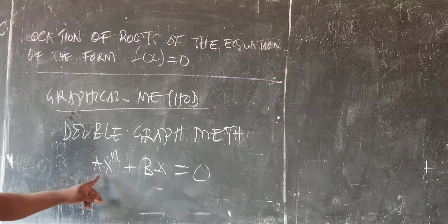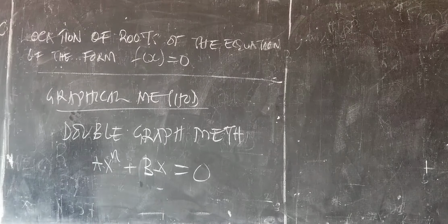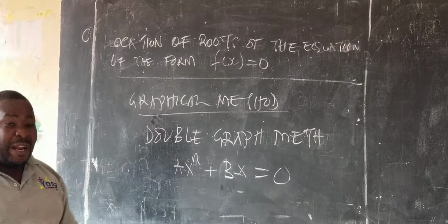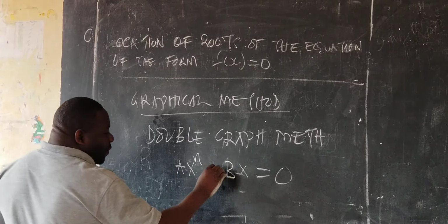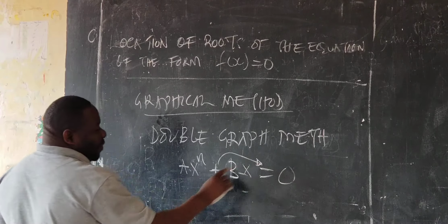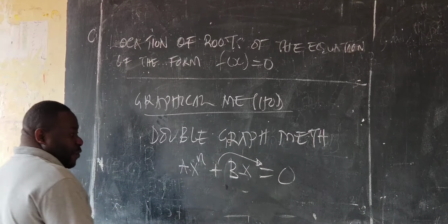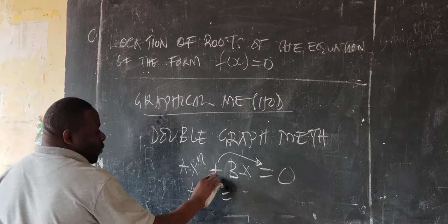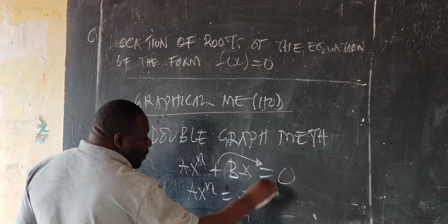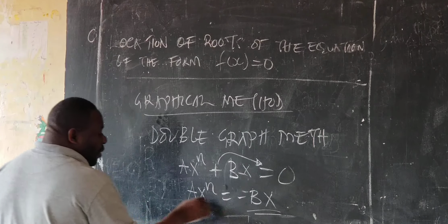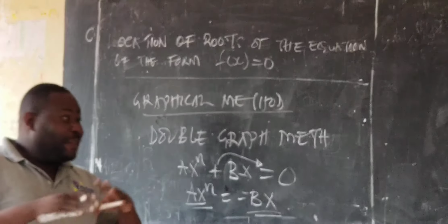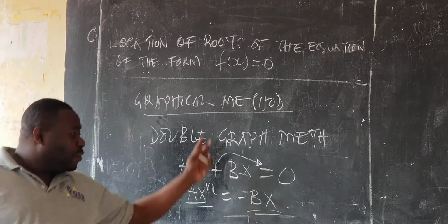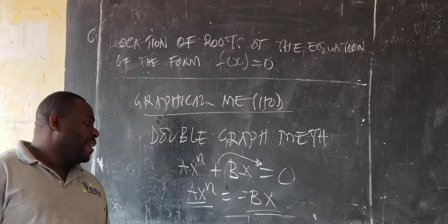So if this is your equation, and you want to use the double graph method, what we do is split this equation into two. And how do you do it? We move one of the terms to the other side. Like this, plus bx, you take it to the other side, and when it crosses the equals sign it becomes negative bx. Now we will have two equations. You split the given equation, ax^n plus bx equals 0, and move this one to the other side and it becomes negative bx.